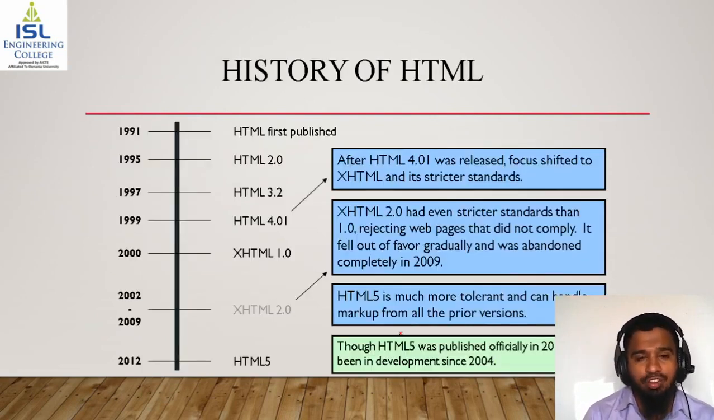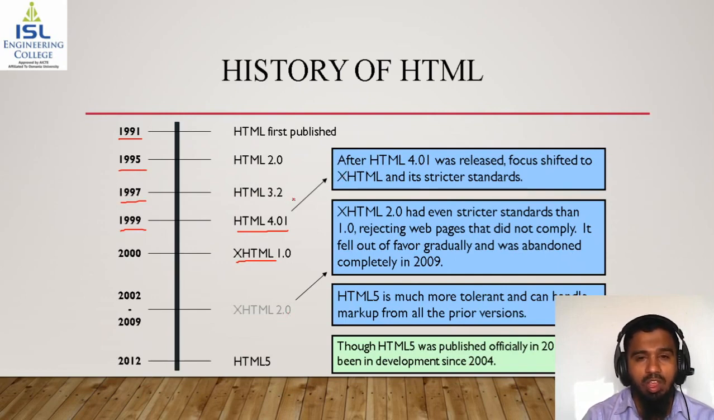So this is the history of HTML, how and when it started. It started in 1991. Then the version changed to 2.0 in 1995, and HTML 3.2 started in 1997, and HTML 4.01 started in 1999. And XHTML, which is extensible hypertext markup language, version 1.0 came, and from 2002 to 2009 XHTML 2.0 was in development.